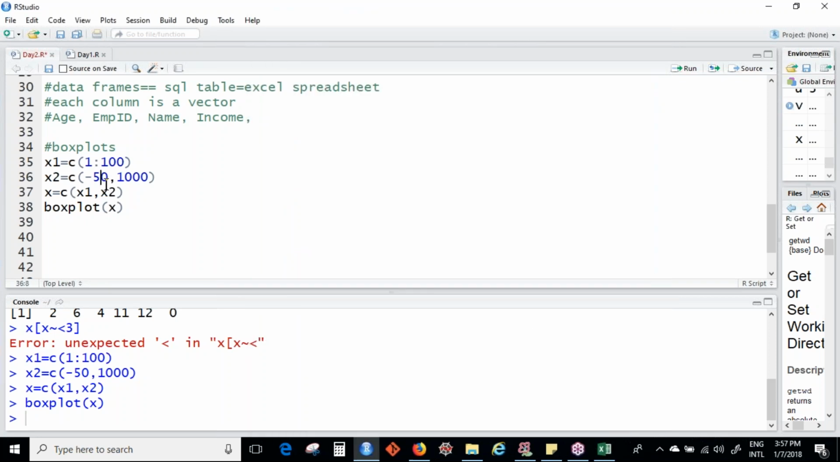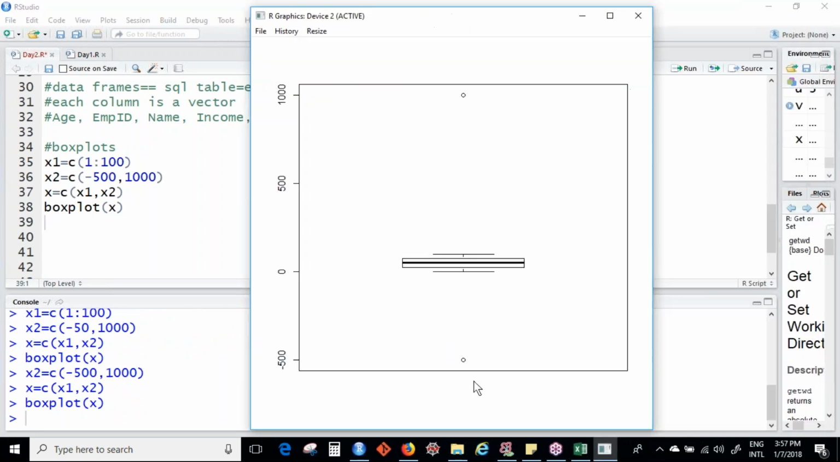If I had kept maybe minus 500, then probably it would have been an outlier. So now if you do this, you see two small dots. So that means minus 500 is also an outlier. So this way you can identify outliers in your data. Okay guys, is this clear?